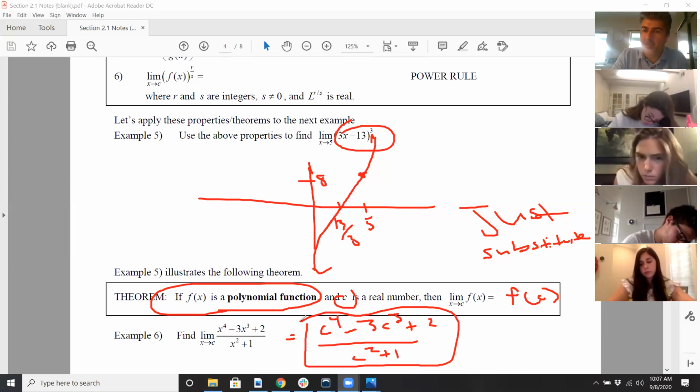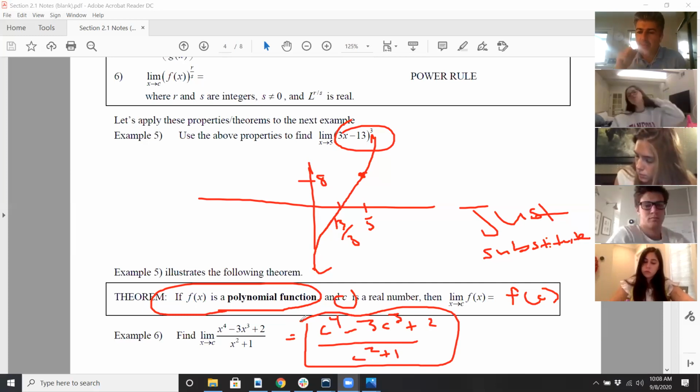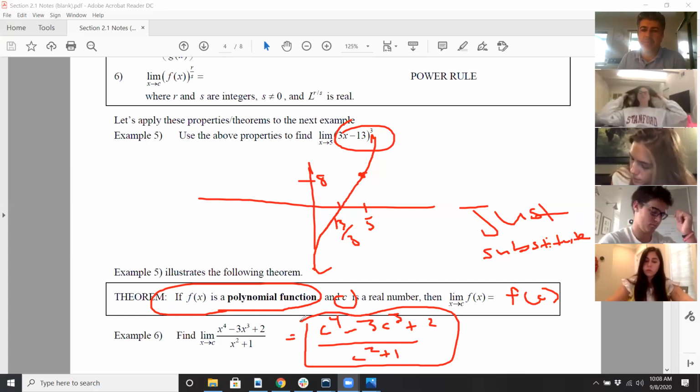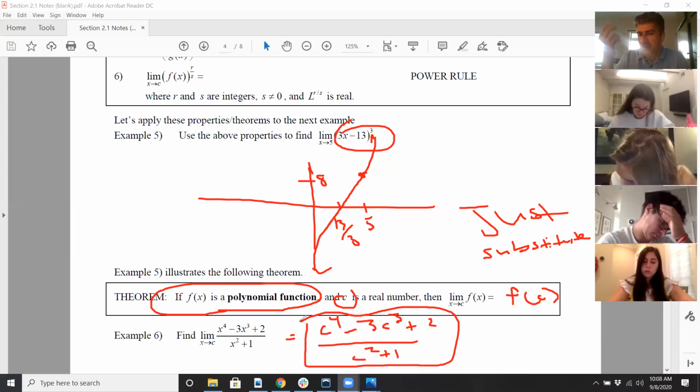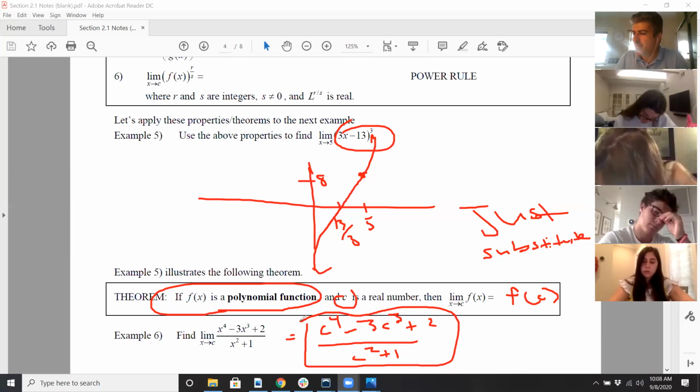I am going to give you problems where you can't. Where when you plug in whatever x is approaching, you're going to be divided by 0, or you're going to have something really weird, and then you have to do some algebra. We're doing that stuff on Thursday. We're doing the weird, the tough stuff on Thursday, because that's what we do. But for now, just substitute. That's all. It's pretty easy.